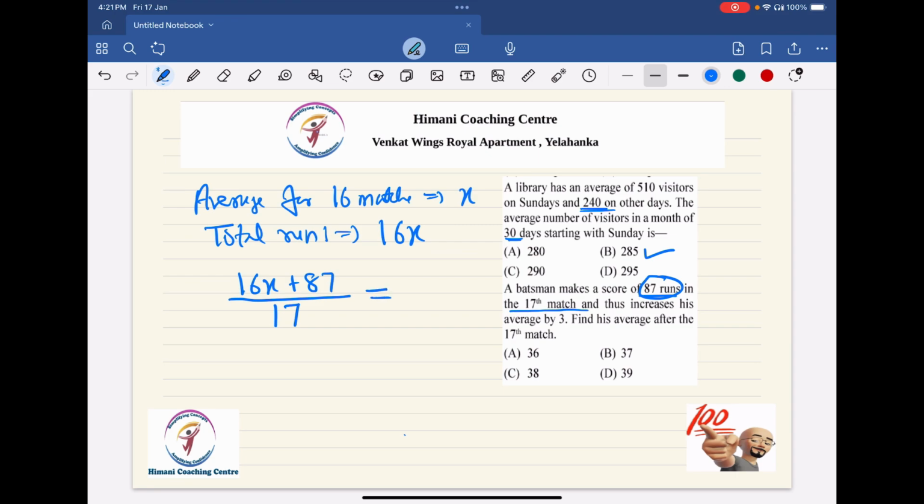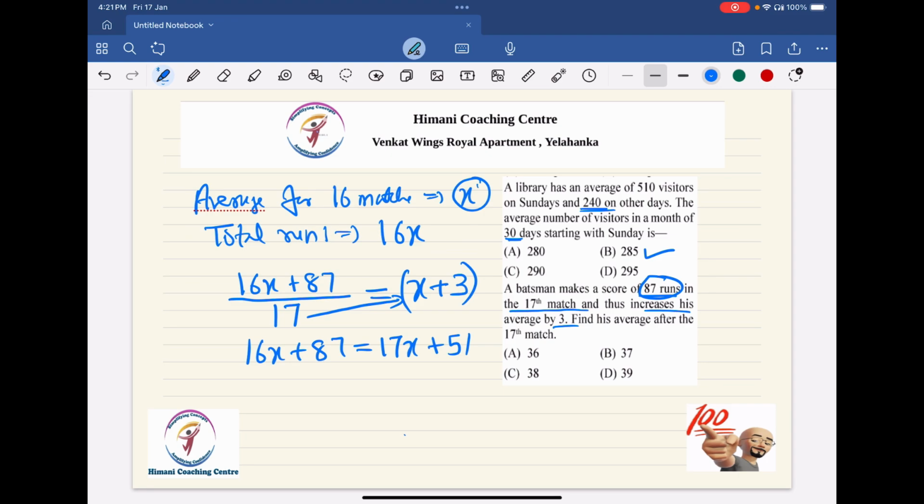And then the question says the average increases by 3. So earlier the average was x. Now it has increased by 3. This is how we frame the equation. Now we will have to cross multiply. So 16x plus 87 equals 17 times x, which is 17x, and 17 times 3 is 51.